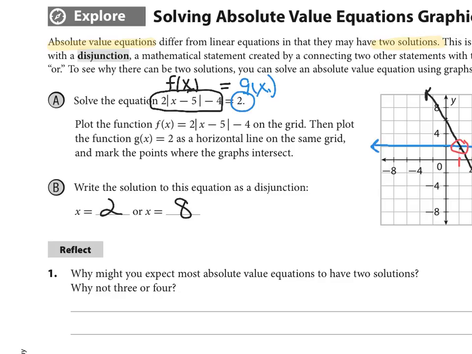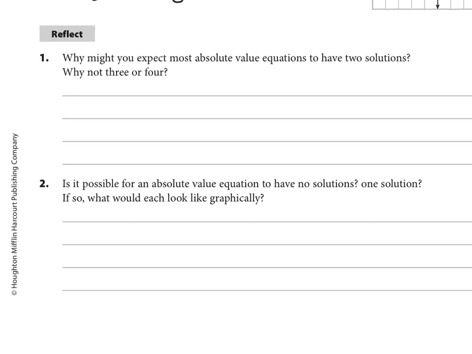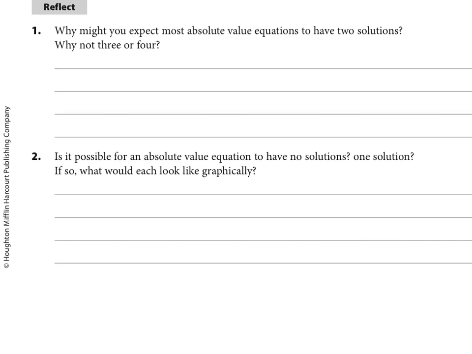Now, thinking back to last year in Algebra 1, and the graphs that we could have for systems of equations, we're going to answer reflection question number 2. Is it possible for an absolute value equation to have no solutions? So think back at the graph or look back up at the graph above. Can you picture or draw a graph where there would be no solutions?